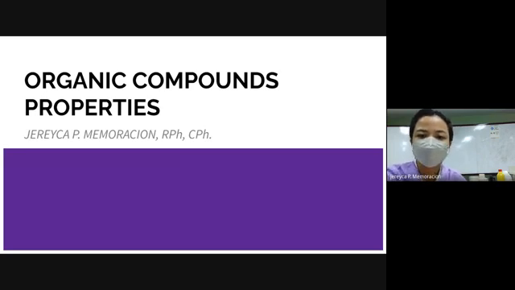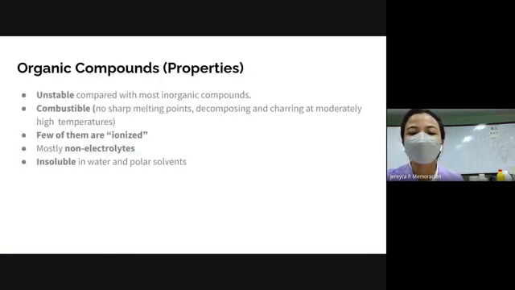So, hello everyone. I'm going to present to you your first laboratory experiment. Laboratory experiment number one: test to differentiate organic compounds from inorganic. But first, let me run through what the properties of organic compounds are. As we all know, organic compounds are those compounds that have carbon in their structure.